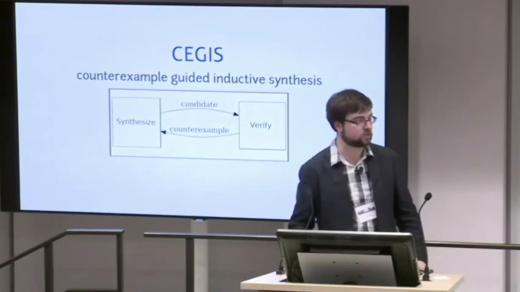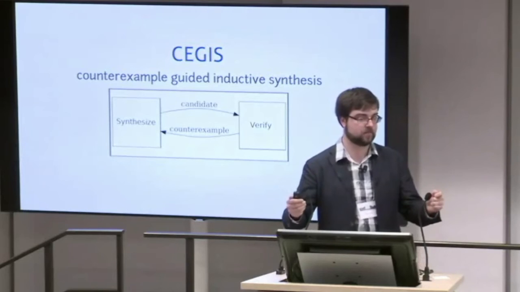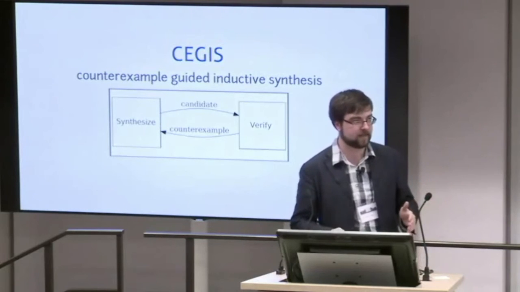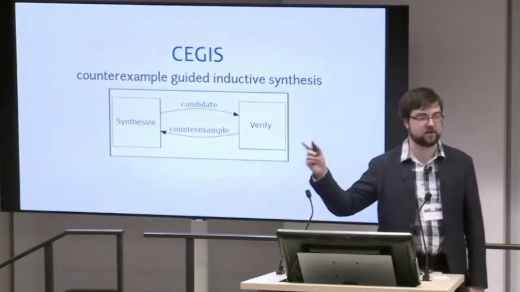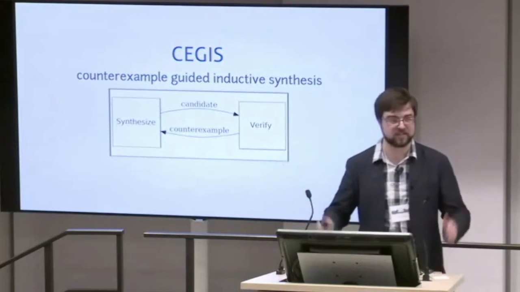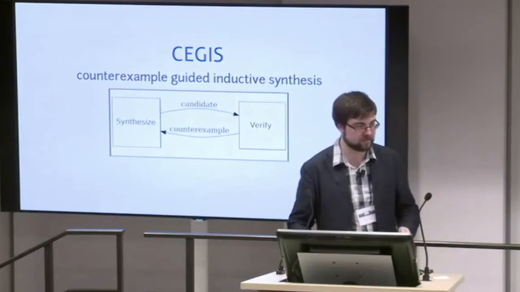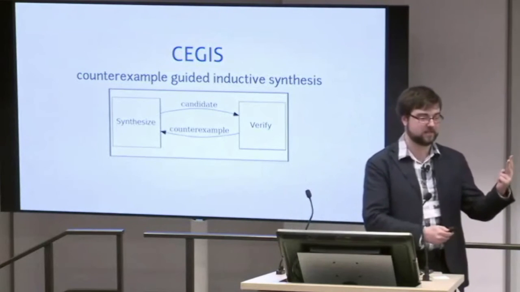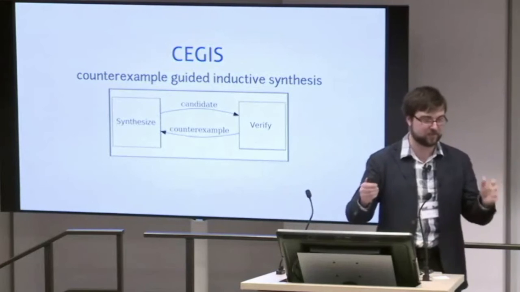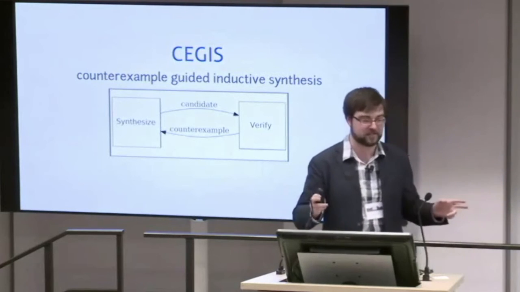The way this works is we take one input-output pair. We solve it. We get a program. Now, since we only gave it one pair, the program is probably wrong. So we run it through the verifier. The verifier tells us, well, this is wrong, here's a counterexample. So we take the counterexample, and we put it back in the synthesizer. Now we have 2 points. So we synthesize that. We find the program that works for both of those points, and then we go back to the verifier.